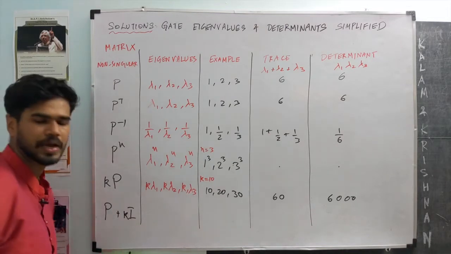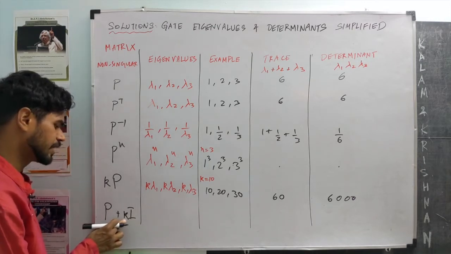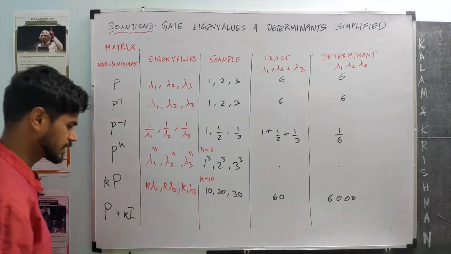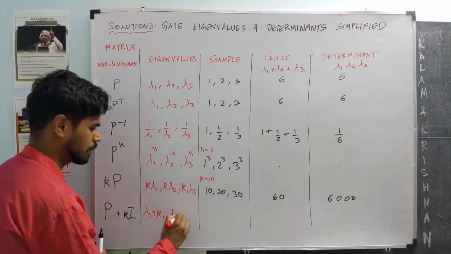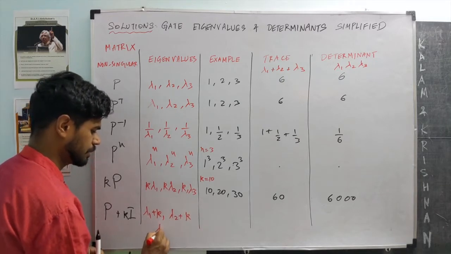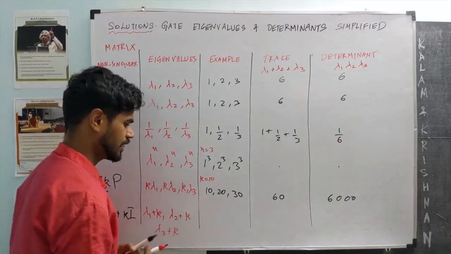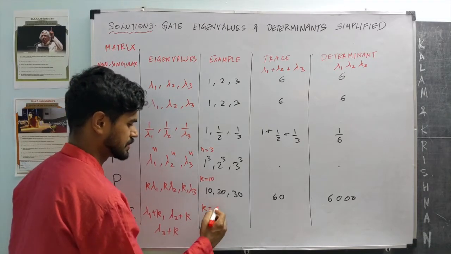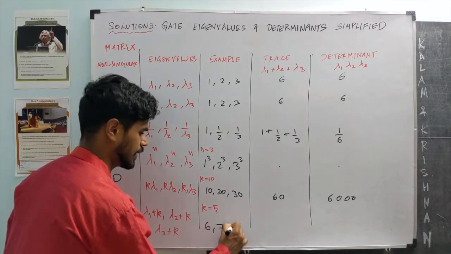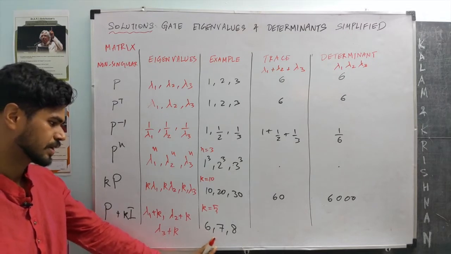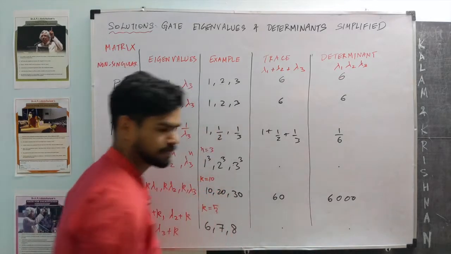Okay, how about P plus kI? We take the original matrix and add an identity matrix multiplied by k. In that case, the eigenvalues are going to be lambda 1 plus k, lambda 2 plus k, lambda 3 plus k. For example, if we add 5 times identity to the original matrix, the eigenvalues in this case are going to be 6, 7 and 8, which is 1 plus 5, 2 plus 5, 3 plus 5. Accordingly, we can find what the trace and determinant are.